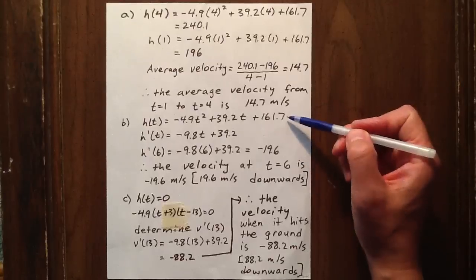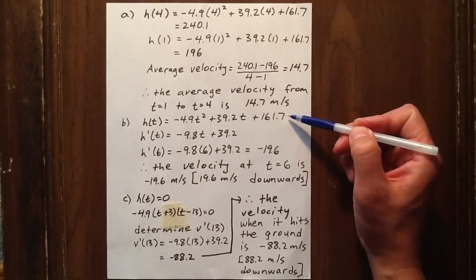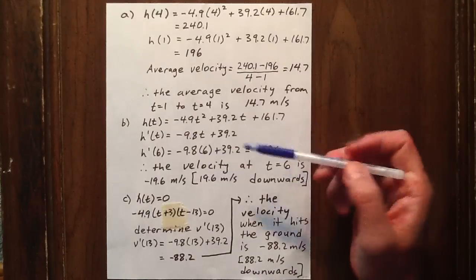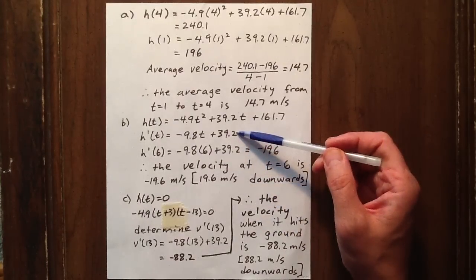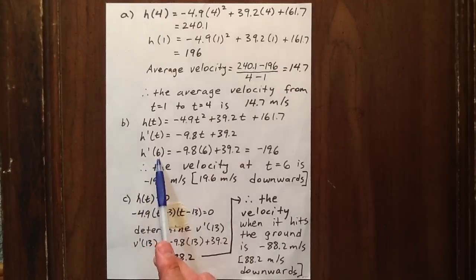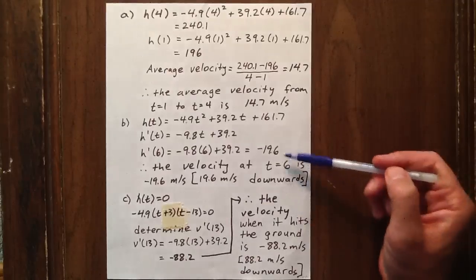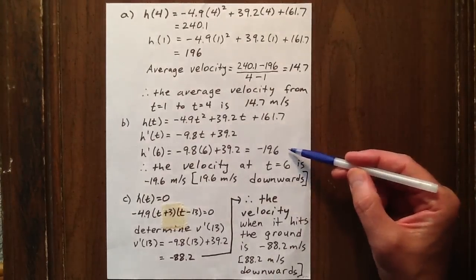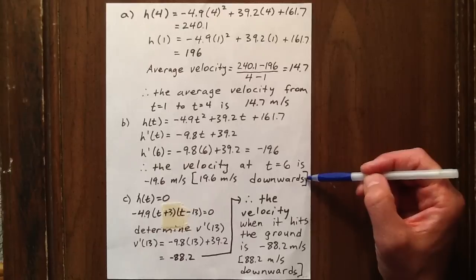Now, we want to know the instantaneous velocity at a time of 6 seconds. In order to do that, we need to take the derivative. So taking the derivative of that height function, we get h prime t equals negative 9.8t plus 39.2. We can then figure out the derivative value when t equals 6. And we get a value for the derivative of negative 19.6. In this context, that's like saying 19.6 meters per second downwards.